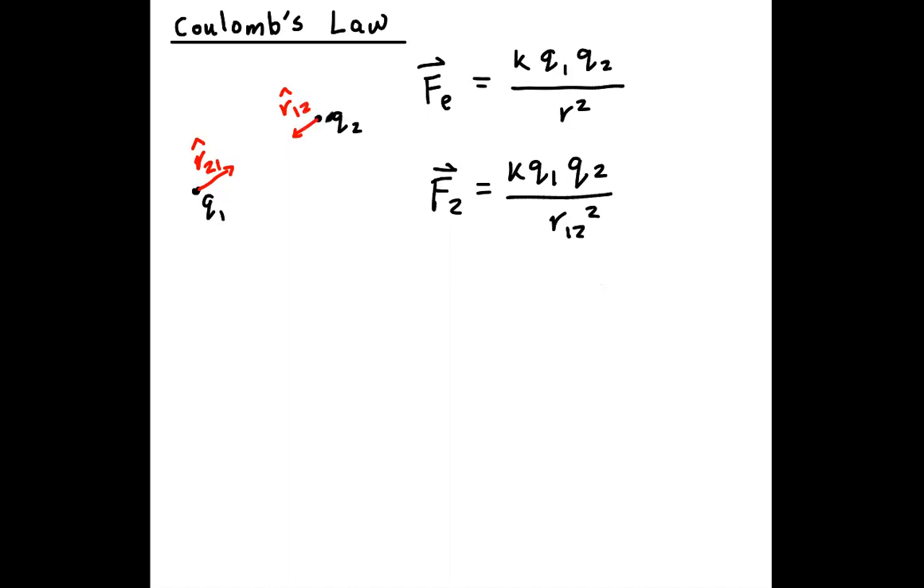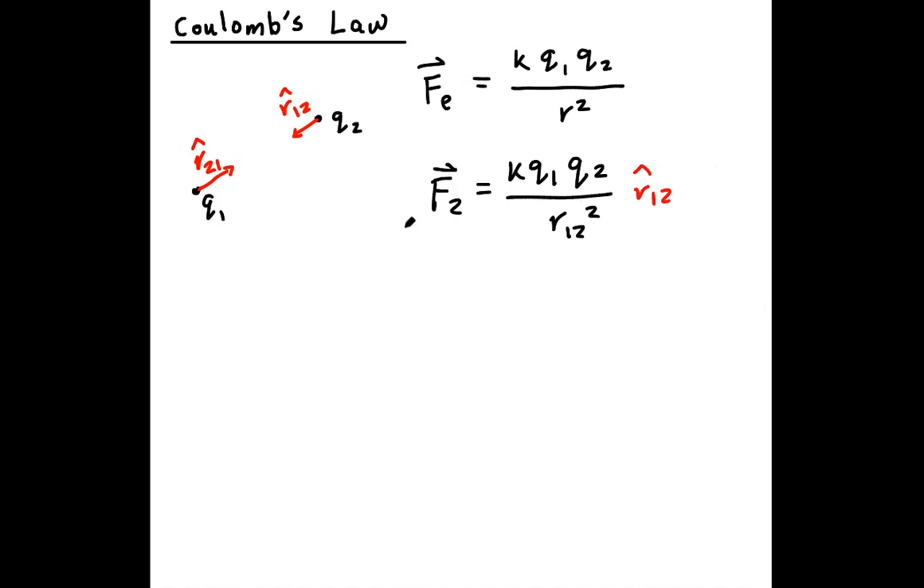So of course, we know that charge 2 is being attracted towards charge 1. So the force is pointing in the direction of the R12 hat vector. So we can write this as K Q1 Q2 over R12 squared times R12 hat.